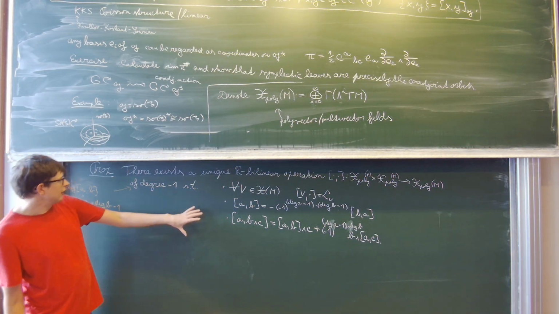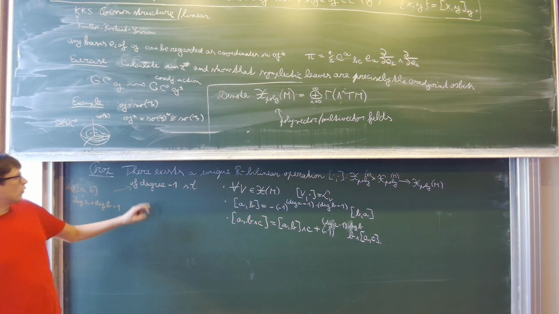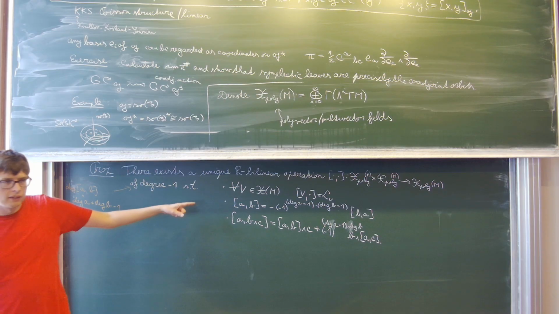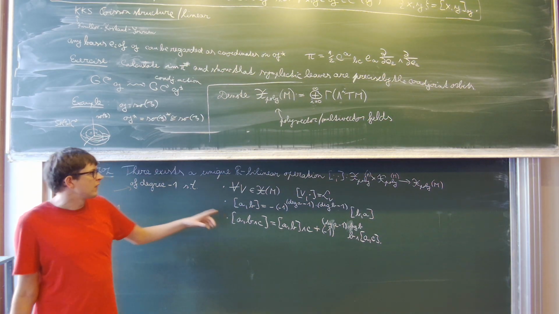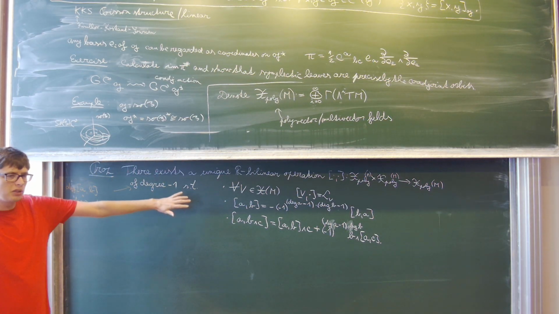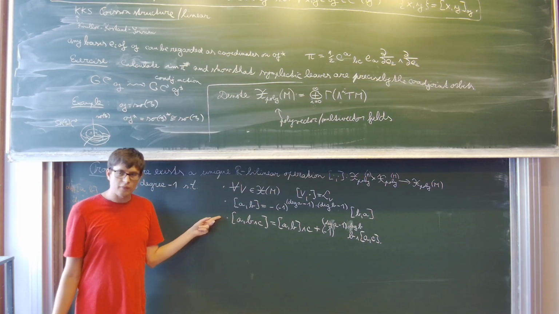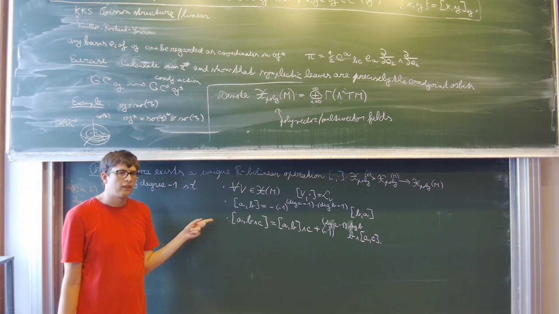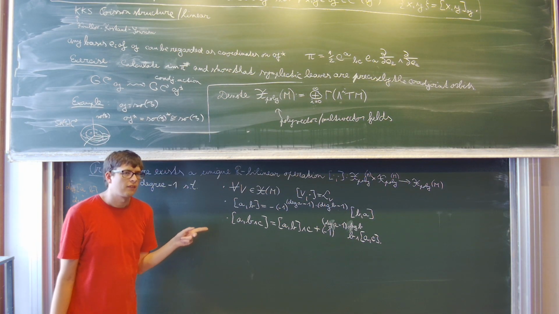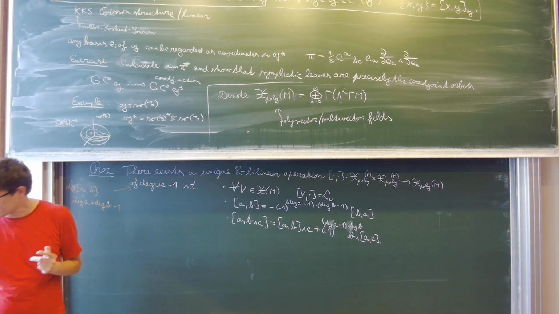But okay, is the uniqueness part of this statement clear? Is it clear that if such an object exists, then it is unique, if it satisfies these three things? Any ideas?